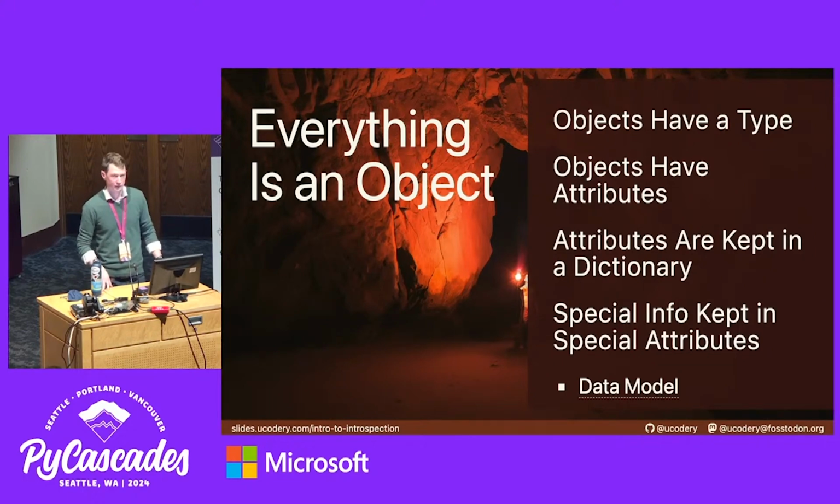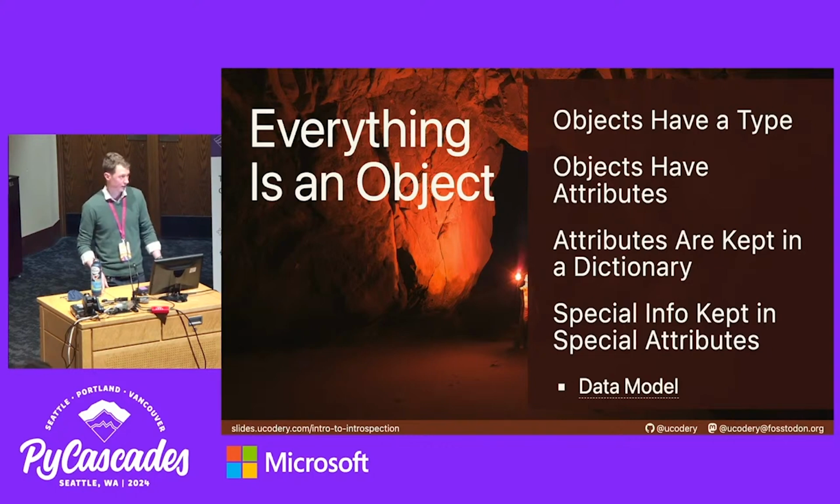Next important idea when introspecting is everything's an object. This is important because it means all objects have types and all objects have attributes. So this means it's always valid to ask of anything that you can name in Python, what is it and what does it have? Because there's an answer to both these questions.